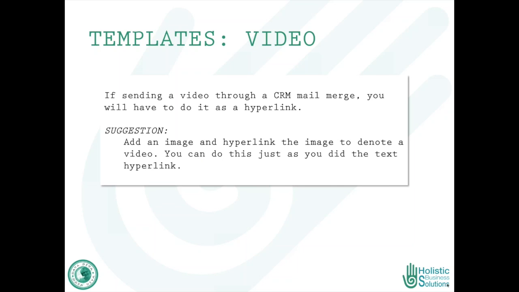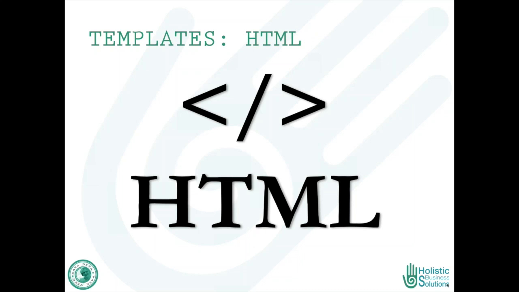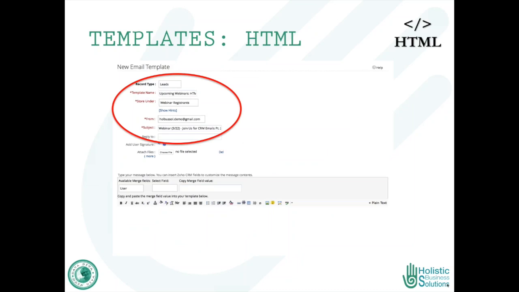You can do this the same way that we did the text hyperlink by highlighting the image and then clicking on the hyperlink icon to open up the pop-up box to allow you to add the hyperlink. Now, sometimes you want a bit more finesse to your emails, a certain level of branding or customization. If you are savvy with HTML or using tools like Dreamweaver, you can import your pre-designed email. Let's see how this works.